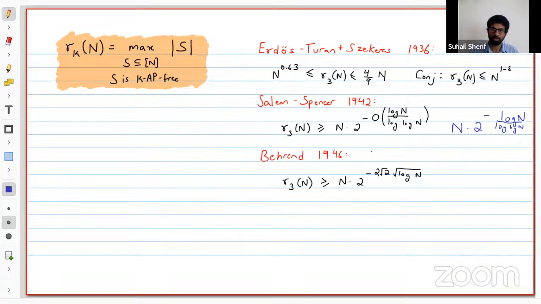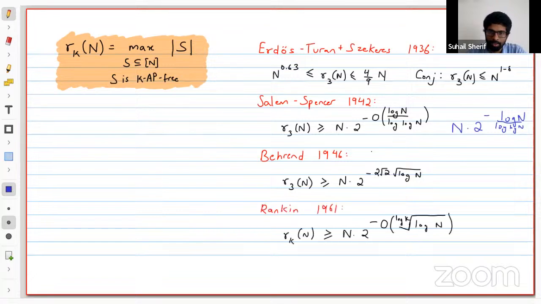Then shortly after that, Behrend improved this further, saying it's not just this small super polynomial, it's in fact significantly past polynomial. And so this log n by log n was improved to square root log n. And this was generalized a couple of decades later by Rankin, who generalized this not just for 3-term arithmetic progressions, but for k-term arithmetic progressions. So if you want to avoid k-term arithmetic progressions, it should be an easier task. And they showed that, yes, you can actually get much larger sets compared to Behrend, if you're looking at larger arithmetic progressions.